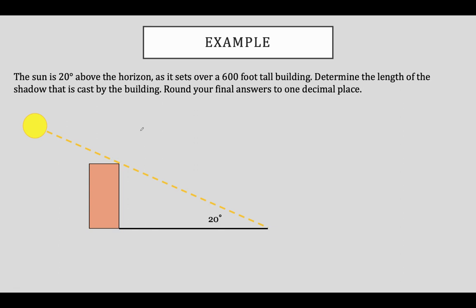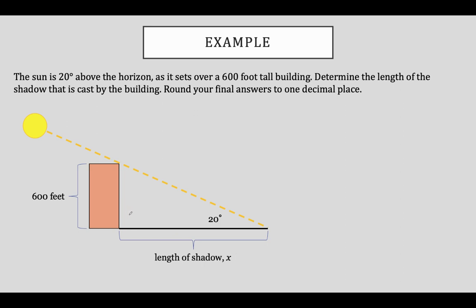So when in doubt, draw it out. Always a good idea to start with a picture. Here we have our sun. It's 20 degrees above the horizon. And here we have our building. We know that the building is 600 feet tall, and the shadow that it casts will be here on the ground. That is the distance that we are trying to determine. Let's give it a variable name x. So we are trying to find x here.